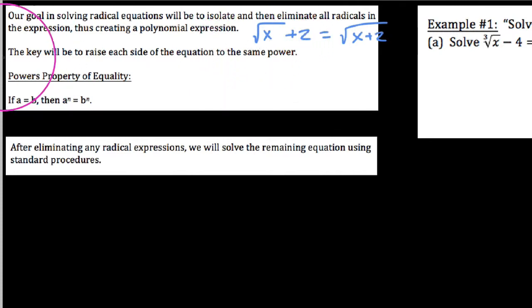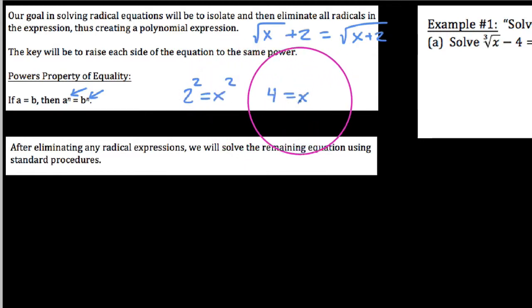The key skill or property we're going to be using is the powers property of equality. The key will be to raise each side of the equation to the same power. That is, if A equals B in an equation, then we're allowed to raise both sides to the same power because they would have to be equal. Essentially if I said x equals 2, well then 2 squared equals x squared, and that would be like saying 4 equals x squared if x equals 2. So we're going to use this powers property of equality to solve these things.